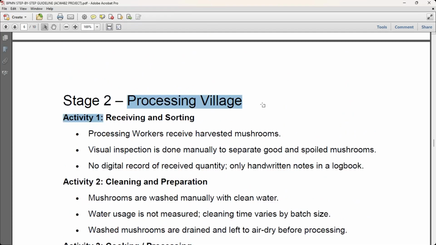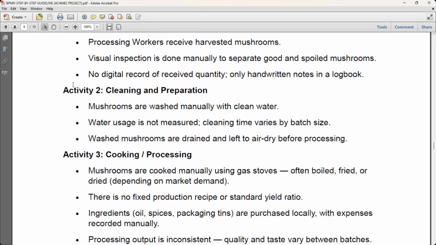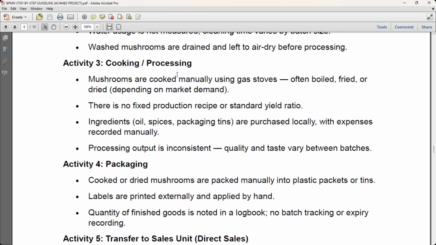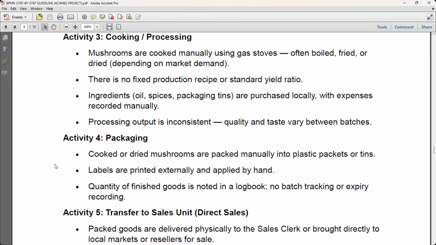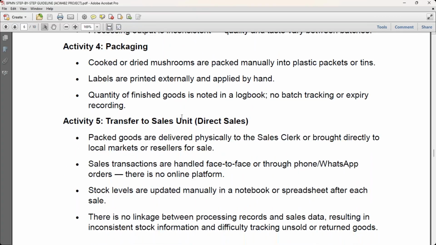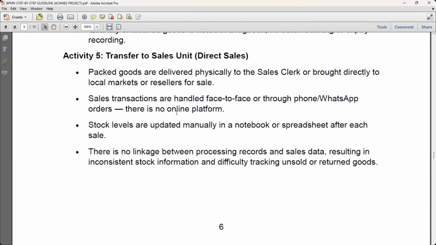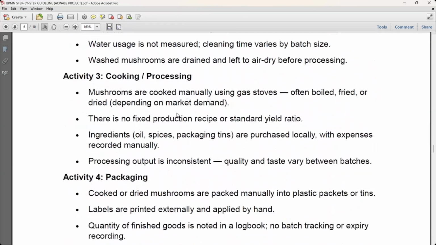Then we go into the processing village. Over here, it starts with receiving, weighing, and sorting. You receive the mushroom and sort it, then clean and prepare the mushroom, and cook or process it. Then you pack the mushroom and transfer it to the sales unit or direct sales within their department. It's not separate yet, so we can see it straight away: pack and sell. And that's pretty much it.